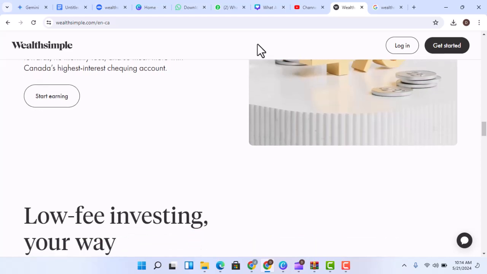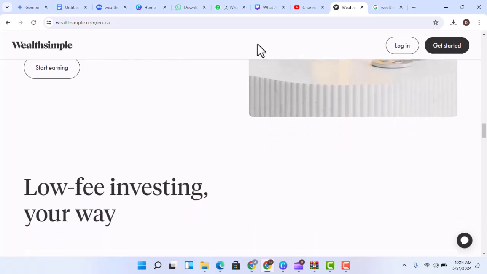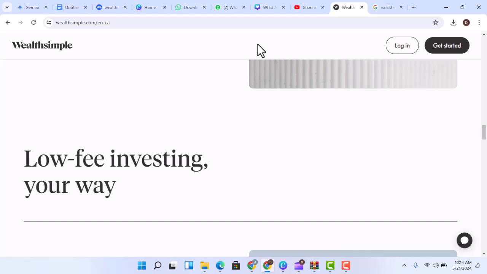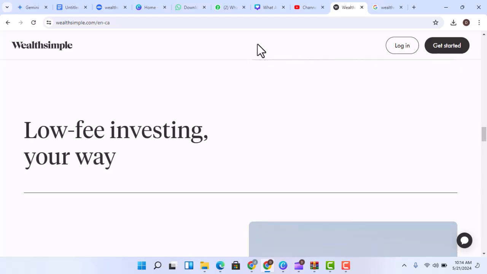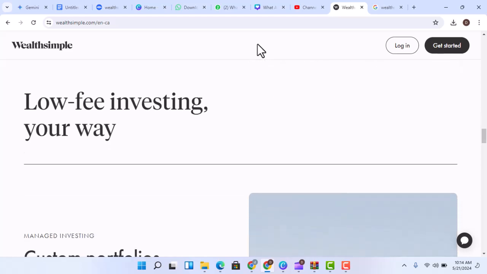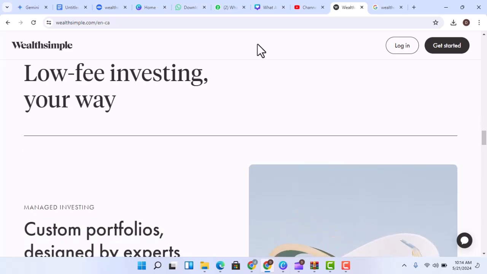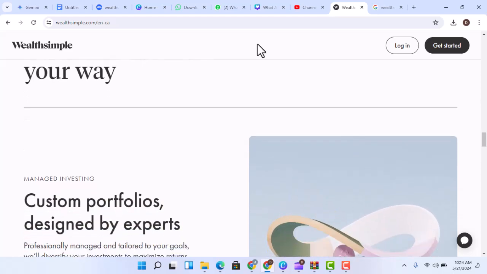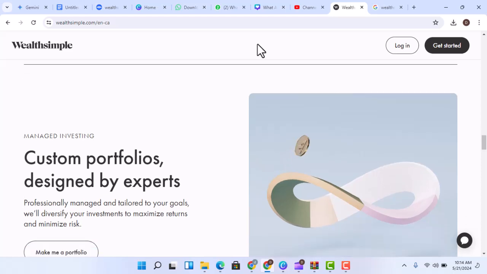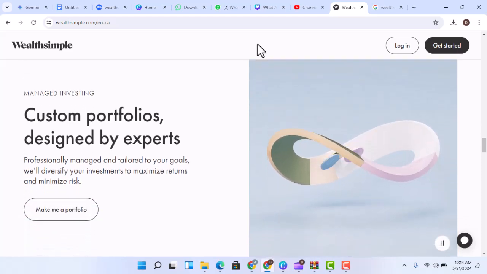1. Choose a USDC exchange. Look for a reputable cryptocurrency exchange that offers USDC trading. Some popular options include Coinbase, Binance, and Gemini. 2. Buy USDC. Purchase USDC using your preferred payment method.